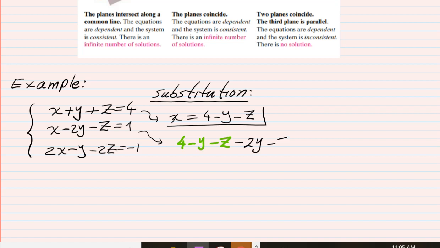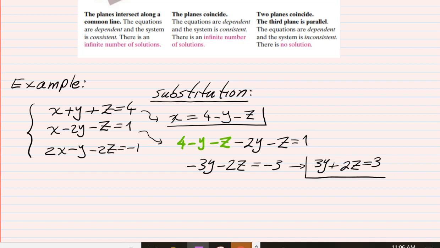Negative 2y, negative z equals 1. Then I can combine like terms. I get negative 3y, negative 2z. Subtract 4 from both sides, and I get negative 3. Now, if I multiply everything by negative, just to get rid of all the negatives, this is going to look a little nicer. That's 3y plus 2z equals 3. So I'm going to put that aside.